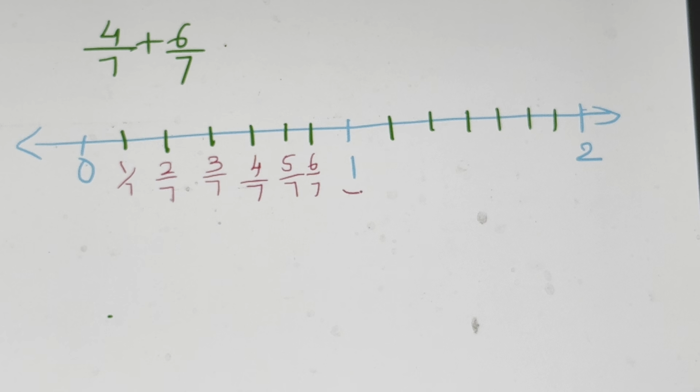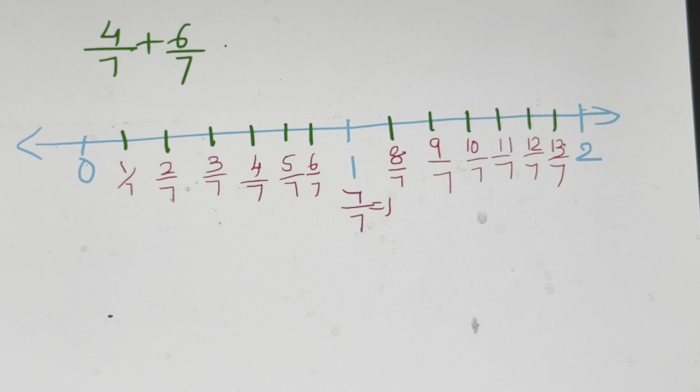Now you already know 7/7 is equal to 1. So this 1 whole represents 7/7. So next would be 8/7, 9/7, 10/7, 11/7, 12/7, 13/7, and 2 is 14/7, which is equal to 2 whole. So first we represent into the fractional units, according to the denominator.